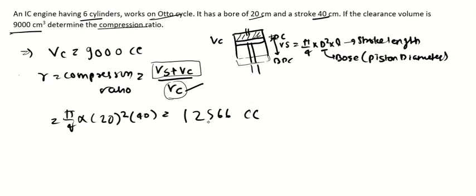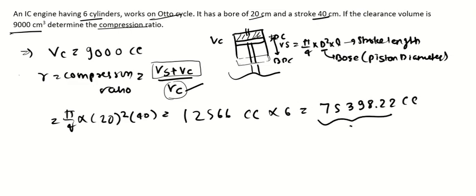But this is only for one cylinder, as you can see here in the diagram. We have been given that the engine has 6 cylinders, so we need to multiply this by 6. So with the multiplication by 6, we will have the total volume as 75,398.22 cc. So this is our total swept volume, VS, and VC is the clearance volume.